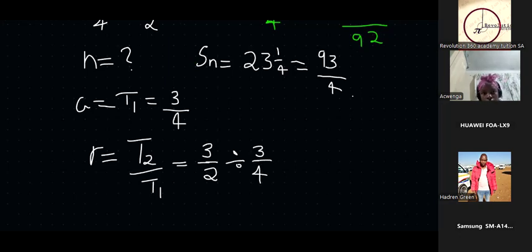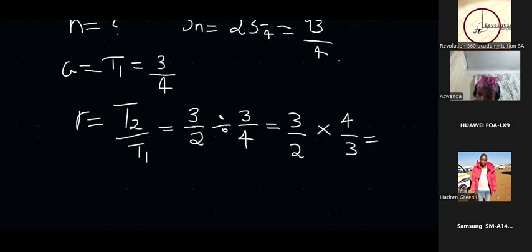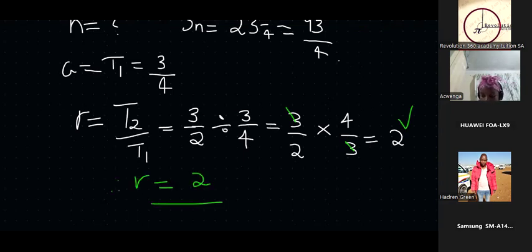Math says when you have a division sign, introduce a multiplication sign, and you do the reciprocal. That is going to be 4 over 3. So here, without wasting time, the answer we know is going to be 2. How did I get 2? I didn't guess. You know that 3 cancels 3. Then you'll be left with 4 divided by 2, which is going to be 2. So your common ratio, you are going to get 2. Are you all with me? Yes, sir.